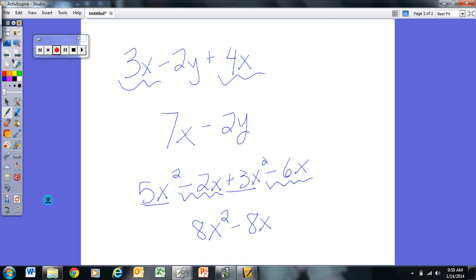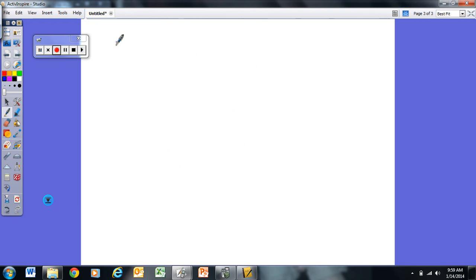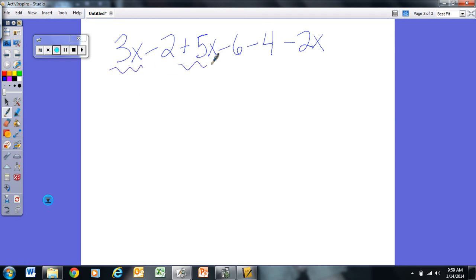Okay, let's try a few more examples. Try these. Okay, let's go with all of our x's first. You might want to pause the video and try this on your own, see if you get it correct. But the 3x, 5x, negative 2x. 3 plus 5 is 8. 8 plus negative 2 is positive 6x.